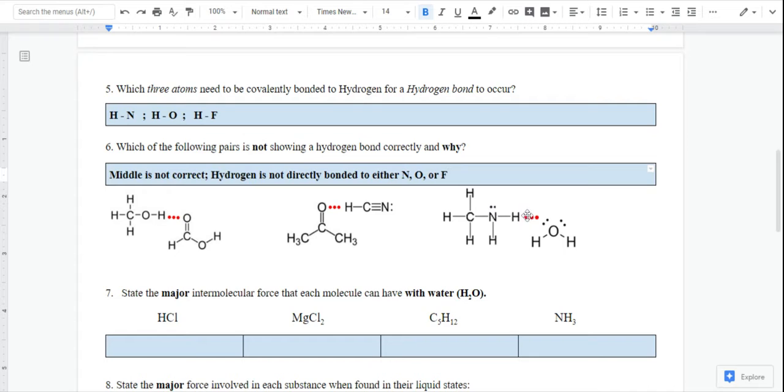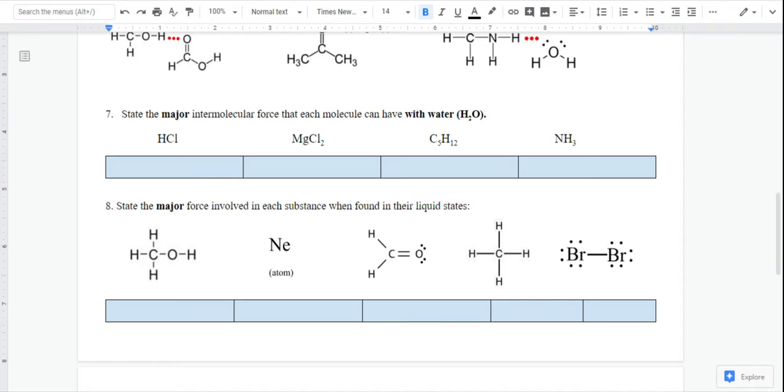This is methylamine. It's got a hydrogen on a nitrogen and going to an oxygen. So partial negative, partial positive. This one's good. What major intermolecular force could these interact with water? So first, we have HCl. We need to know that this thing is polar.